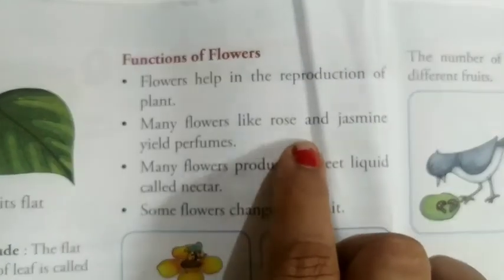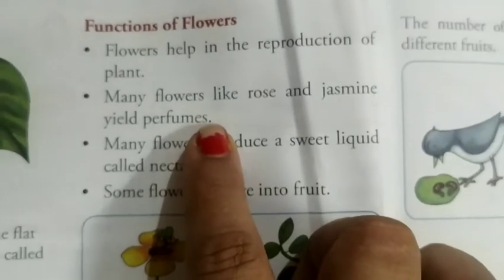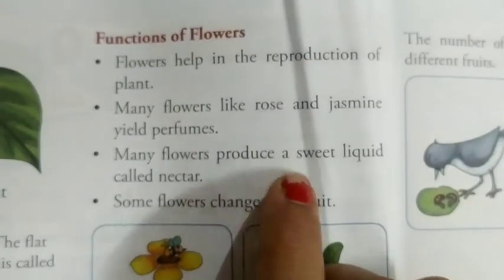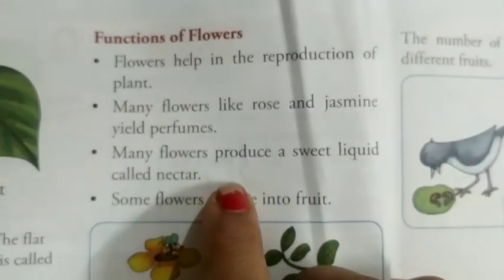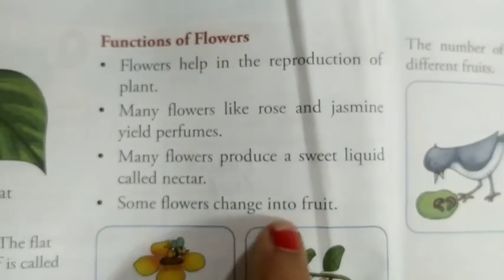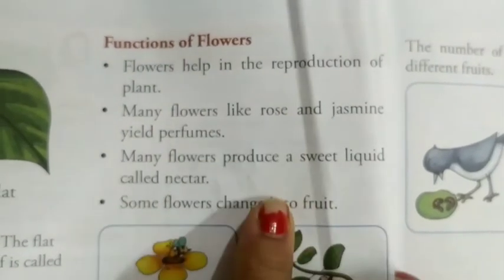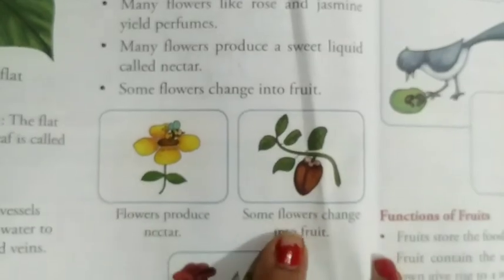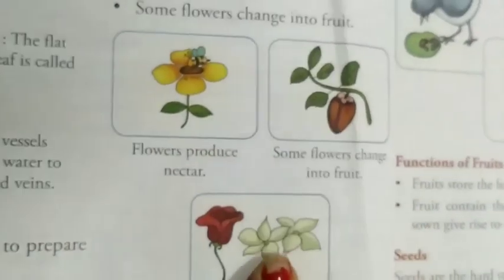Many flowers like rose and jasmine yield perfumes. Many flowers produce a sweet liquid called nectar, and some flowers change into fruit. So these are the functions of flowers. These are some different types of flowers.